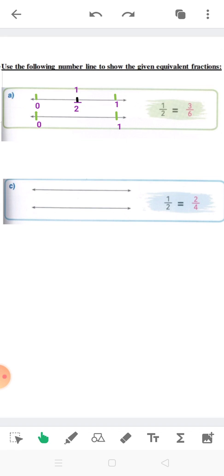Okay? And just below it, I will write 3/6. Okay, just below it, 3/6. This is 1/2 and equivalent to 3/6, and I will prepare the rest of the number line. Okay, and don't forget 1 equals 6/6. You can do the last one by your own.